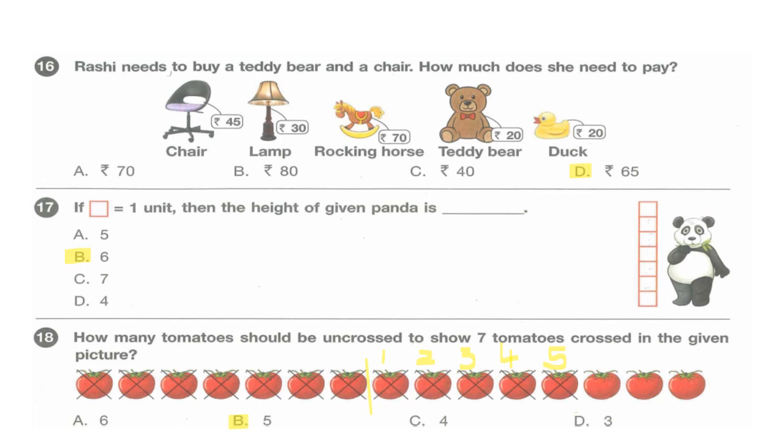1, 2, 3, 4, 5. These 5 tomatoes should be uncrossed. So the picture will say that only 7 tomatoes are crossed. So, please understand the questions and then count the tomatoes that should be uncrossed so that the picture will say that there are only 7 crossed tomatoes. Hence the answer is 5. So 5 tomatoes should be uncrossed so that there will be only 7 crossed tomatoes in the picture. Answer B.